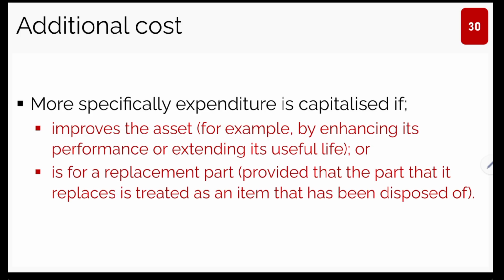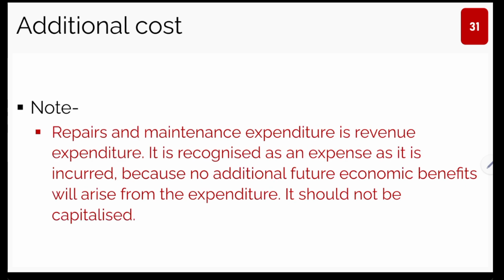All right. More specifically, expenditure is capitalized if it improves the asset, for example, enhances its performance, extends its useful life, or is for a replacement part, provided that the part that is replaced is treated as an item that has been disposed of. Okay, notes: repairs and maintenance expenditure is revenue expenditure. It is recognized as an expense as it's incurred. Please, no additional future economic benefit would arise from such. It's just giving us more clarification, because we said for you to qualify as an additional cost, it must meet the condition that future economic benefit will come into the business and can be measured reliably. All right, so that's for additional costs.